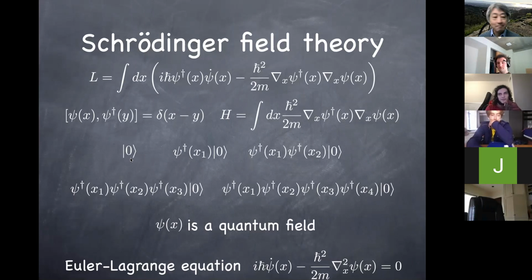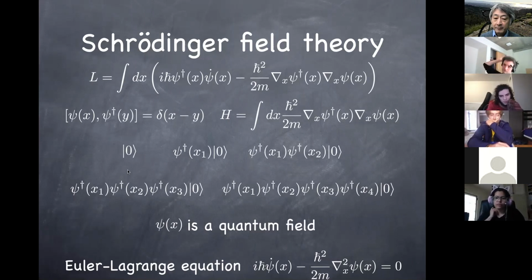Any further questions? So psi of x and psi dagger of x are sort of like, well, they're quantum fields, but they're sort of like eigenstates of A and A dagger.